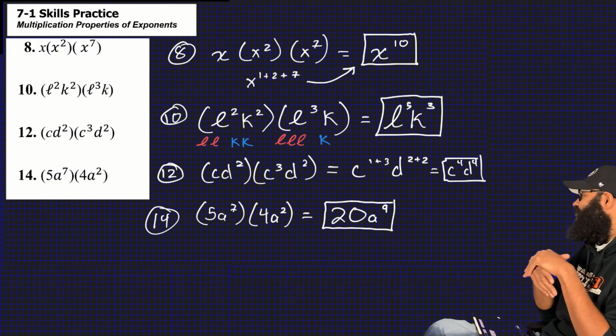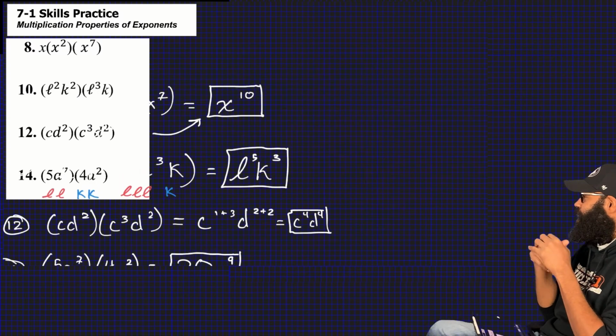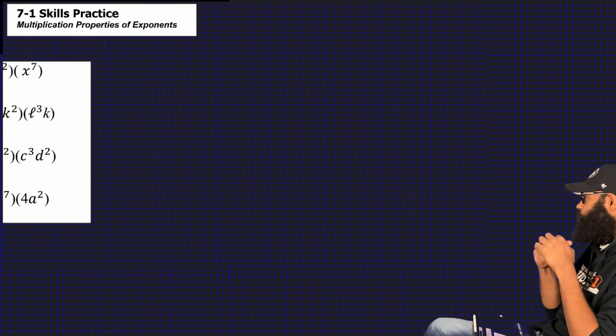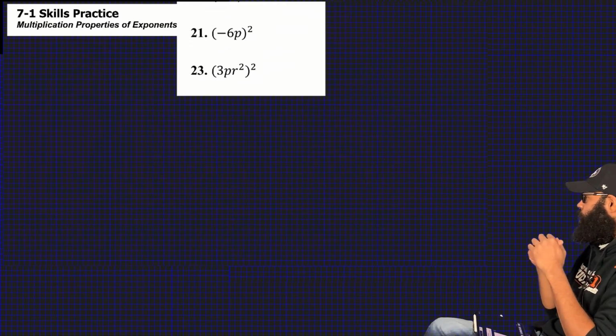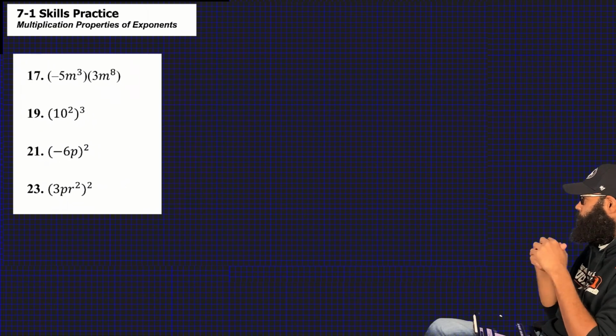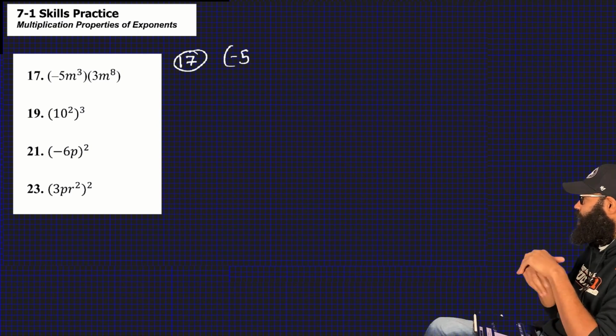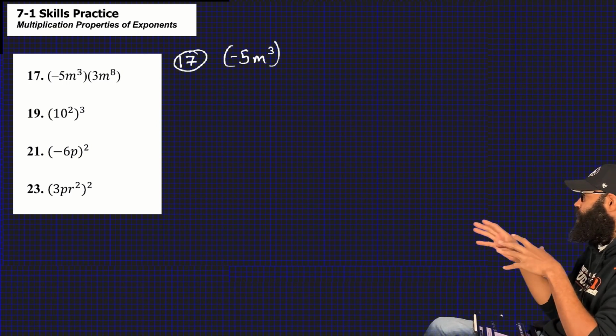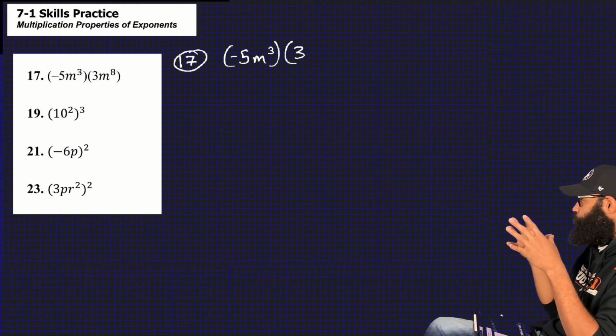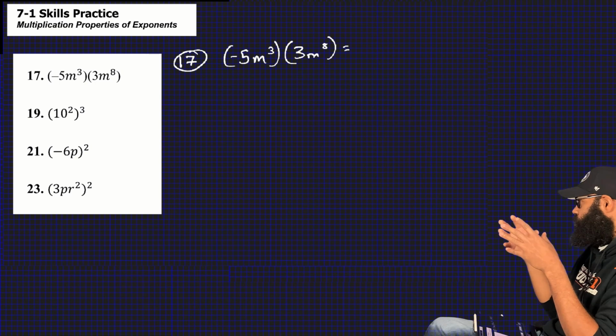All right, guys, here we go. So, getting in, look at it. There we go, some power of power again. 17, negative 5m cubed. All right, and 3m to the 8. So, negative 5 and 3, easy enough, guys. We're going to get a negative 15. But how many total m's are we looking at again? Well, 3 m's in the first parentheses, 8 m's in the second. And of course, nothing but adding, right? So I'm not going to put m times m times m times m times m times m.